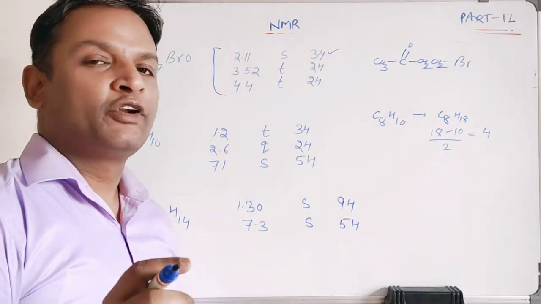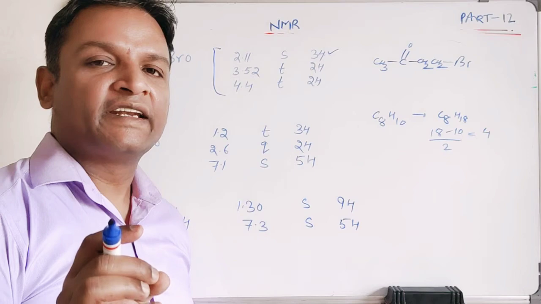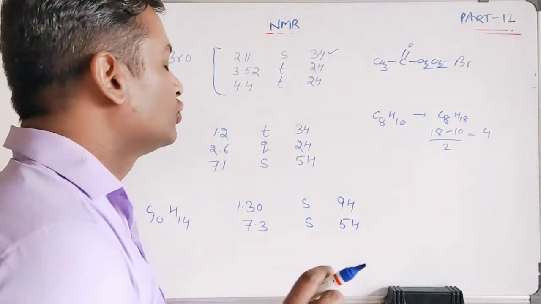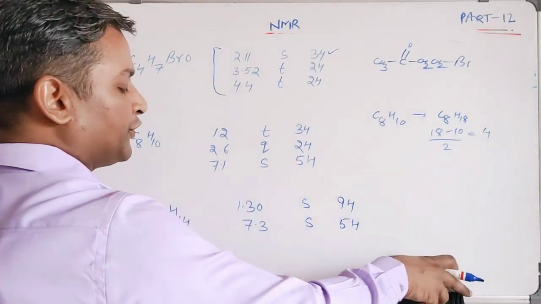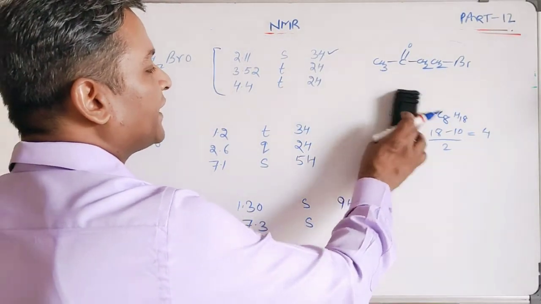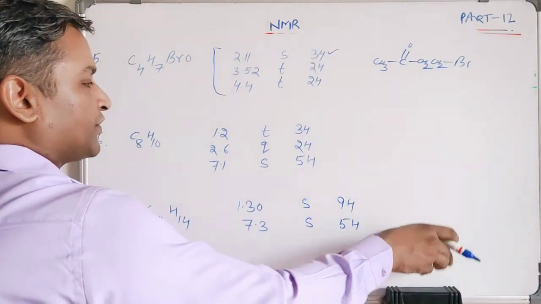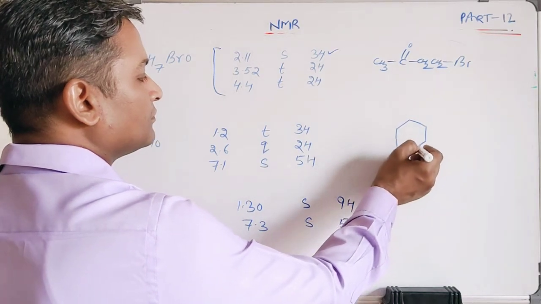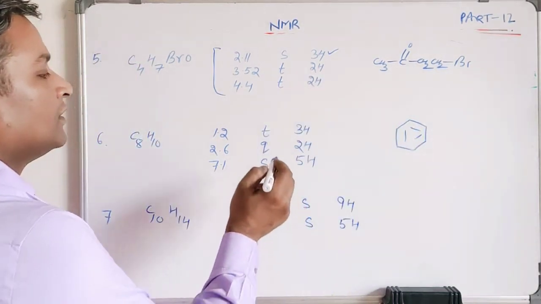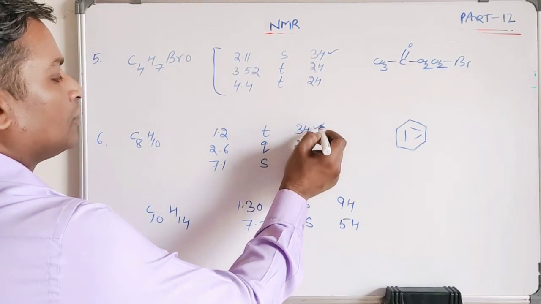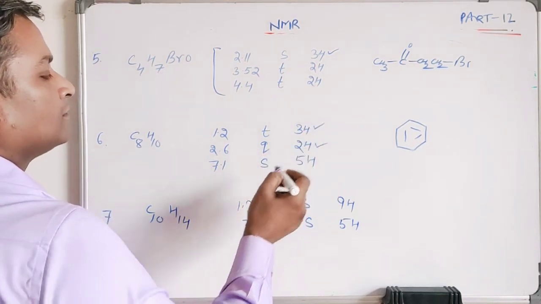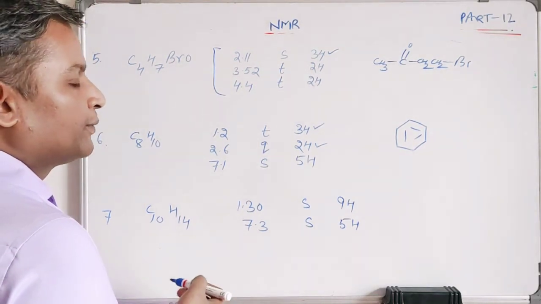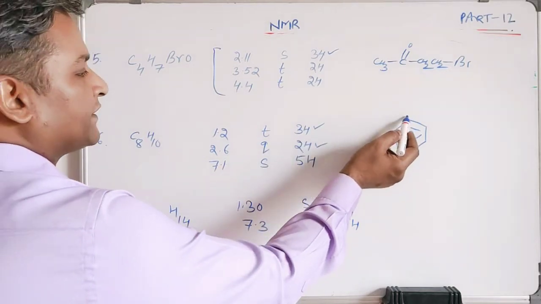And as I have already told you, 4 degrees of unsaturation always indicate that the compound must be containing some benzene type of structure. So if I write benzene here, triplet for 3 proton and quartet for 2 protons always indicate an ethyl group, as I told you in the initial classes. So we have accounted for 6 carbons here.